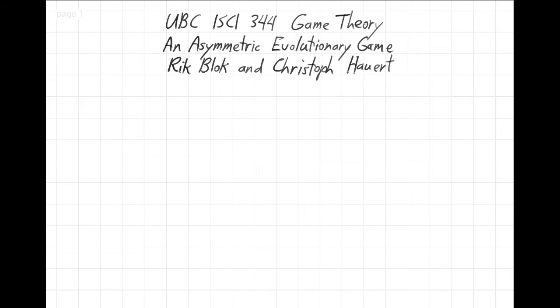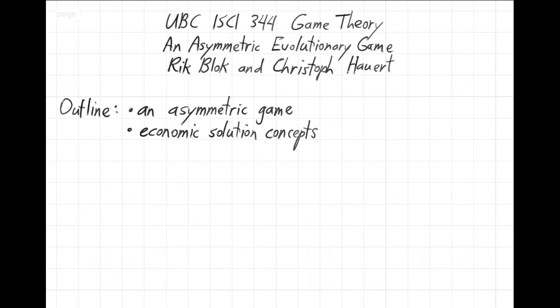Okay, let's briefly outline what we're going to do today. Obviously, we're going to talk about an asymmetric game. We'll choose one from the set that we've looked at in the past. Then we'll go through some of the economic solution concepts, namely the Nash equilibrium and Pareto optima. We'll do that just very briefly, just to get a sense of what it looks like in a classical perspective before we move on to the evolutionary perspective. And then we will look at it through the lens of evolution.